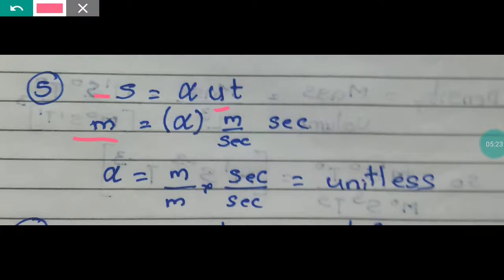Okay, what is U? U is initial speed. So what are the dimensions of speed? Meter per second. And then time. What is the unit of time? The unit of time is seconds.